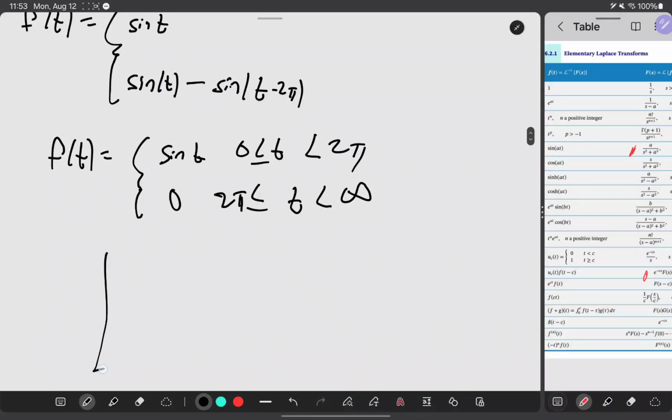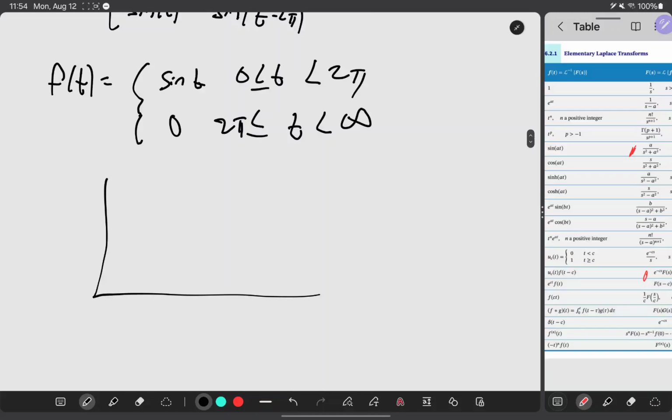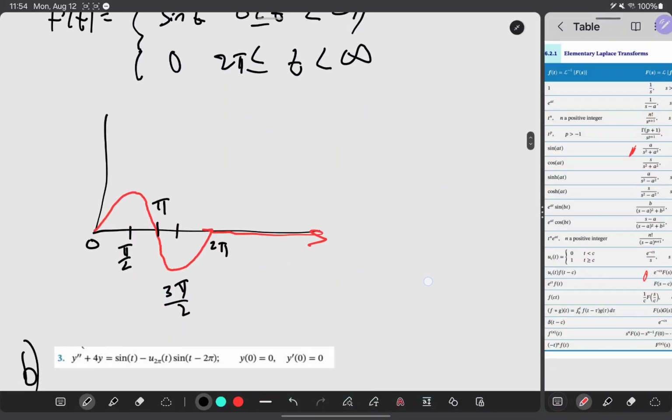If we are to graph this, sine of t looks like 0, pi over 2, pi, let me do that in red. 0, pi over 2, pi, 3 pi over 2, 0. Oh no, 2 pi, or 0, goes back to 0. And then after 2 pi, it is just 0 onwards. Right, so 0, pi over 2. You can write the intervals like this if you wish. Pi, 3 pi over 2, and then 2 pi, and then it's 0.